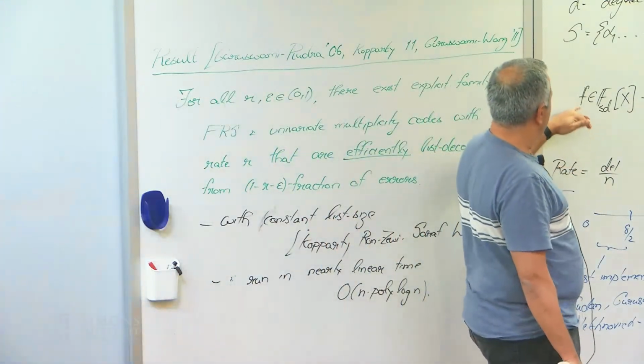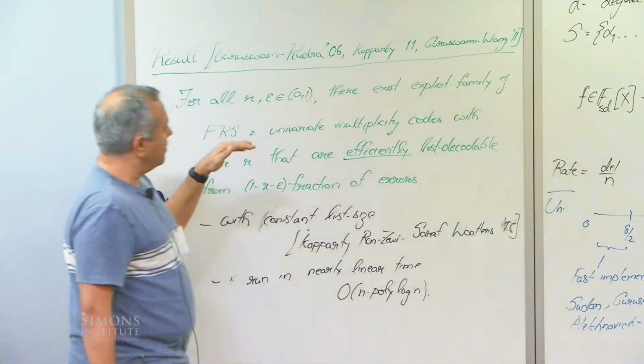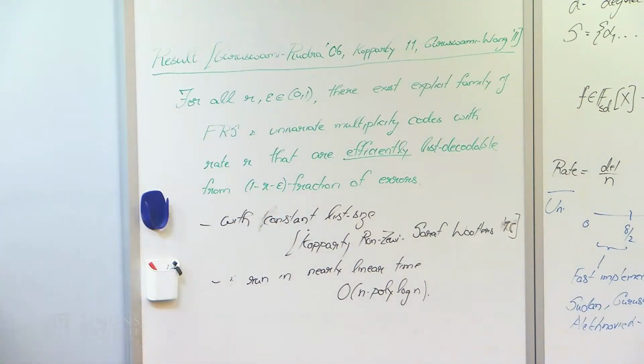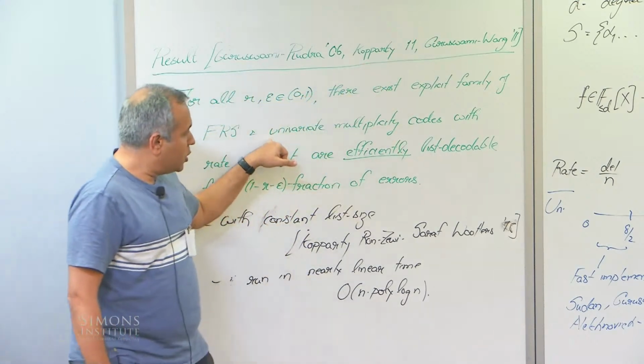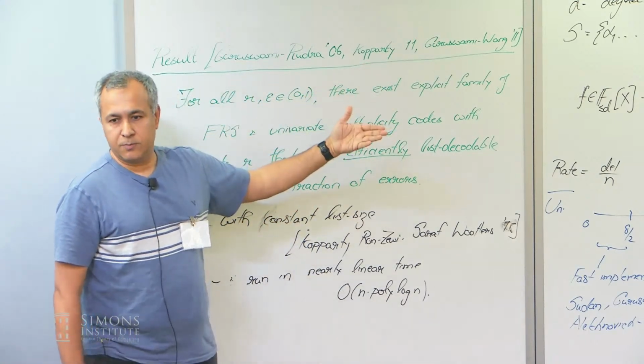And then a few years later, Swastik, Venkat and Carol showed that some other codes, namely the univariate multiplicity codes, also have these properties.